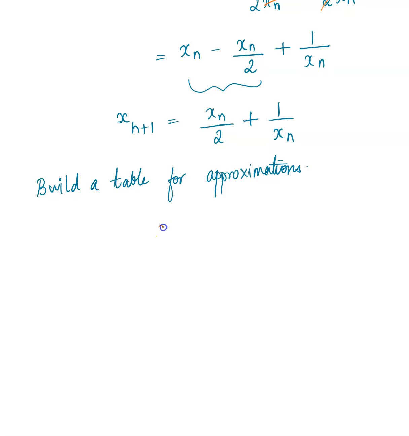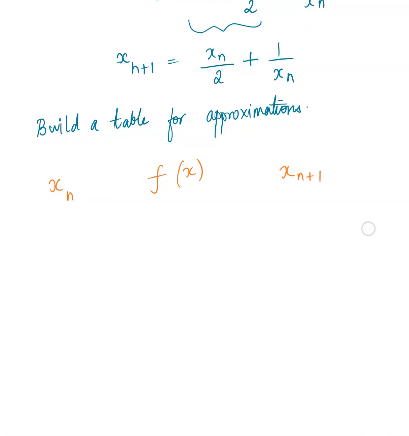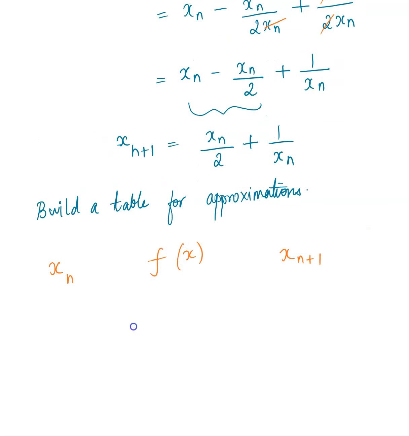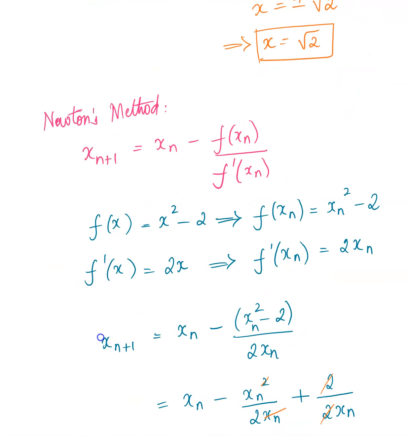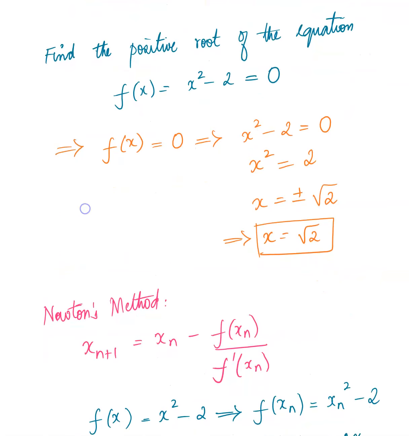So we definitely need two columns. I should say 3 columns because one is to generate different x's. So I'll just say x, f of x and xn plus 1. This is xn. So we have 3 columns, and for this equation, x squared minus 2, we need to start with some value, right?